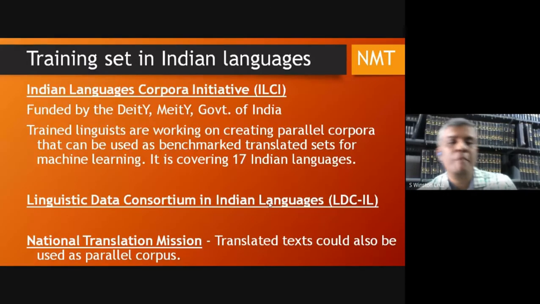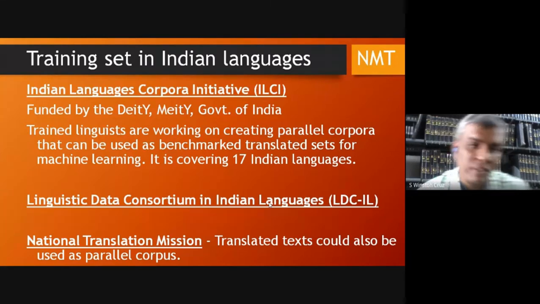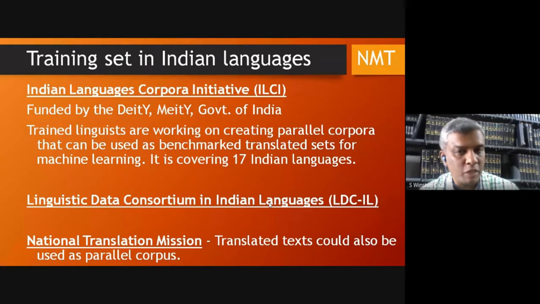So let's say training sets and testing sets are being created now. One is this Indian Languages Corpora initiative. You are going to hear, I'm happy that the next lecture itself is Niladri's lecture, and that will be on this, so I don't want to say more.